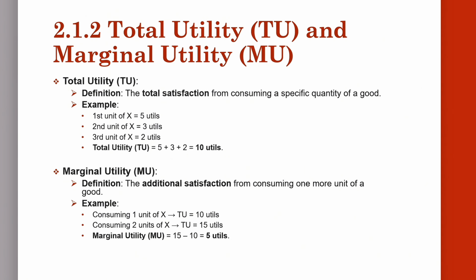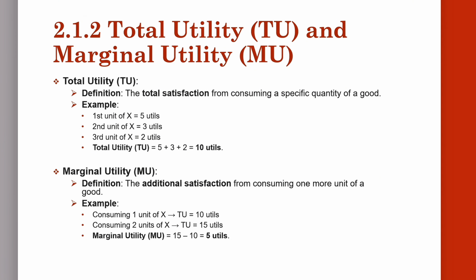So what we are seeing is that if you are consuming every single unit of a good, your utility level in every single step is decreasing. That is called marginal utility. So that decreasing satisfaction from each additional slice is the essence of marginal utility.